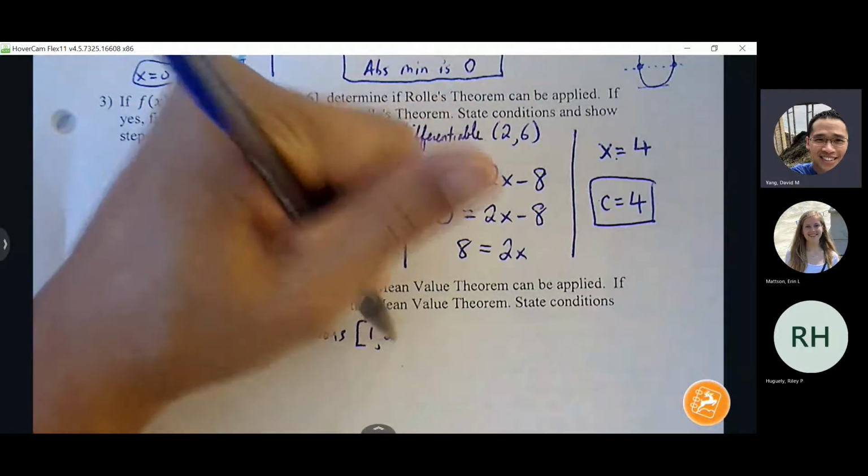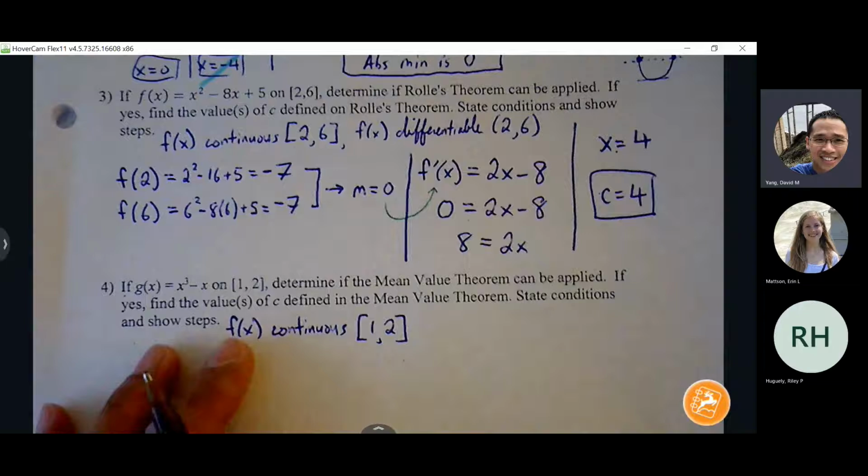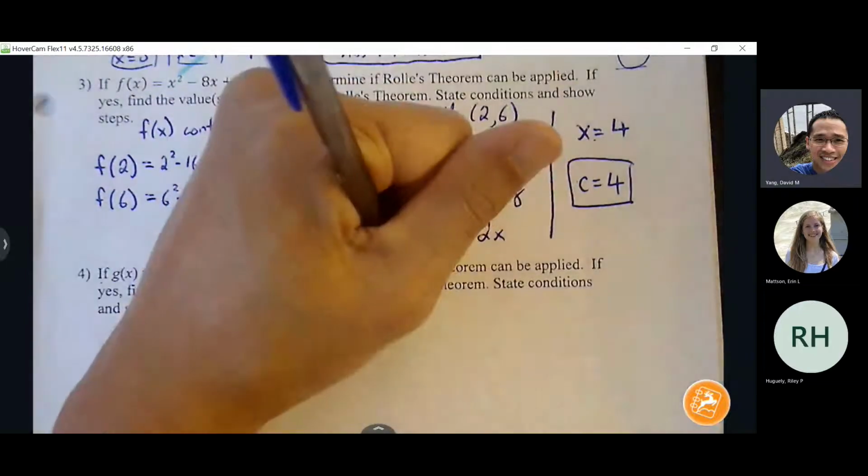So if it was continuous, is it always differentiable? Yeah, the ones I give you, if it's continuous, it'll be differentiable. We do have some exceptions, but we can talk about that later. There are very few.